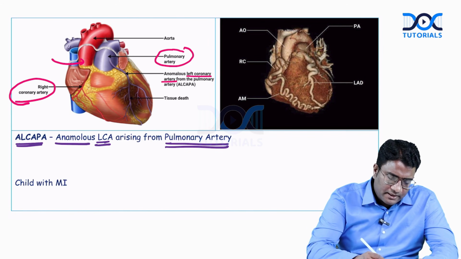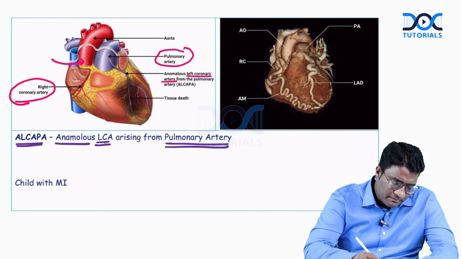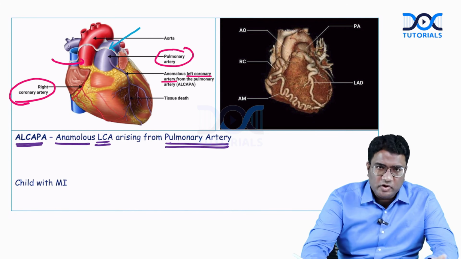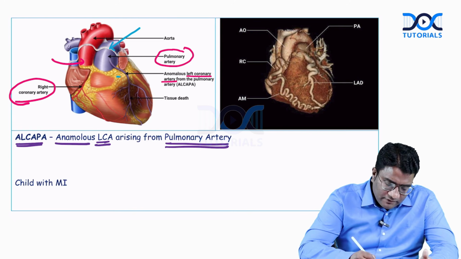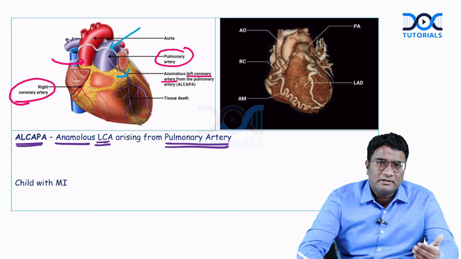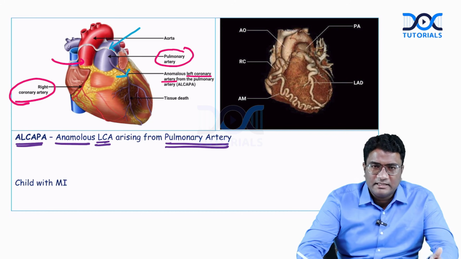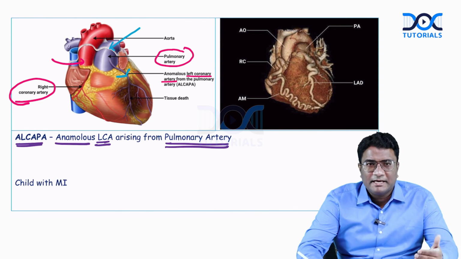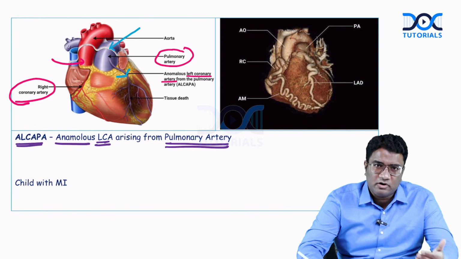And the pulmonary artery, does it have oxygenated blood or deoxygenated blood? The pulmonary artery, obviously, will have deoxygenated blood. So even the left coronary artery will receive deoxygenated blood. So this will be a child who is more prone to develop MI, because the left ventricle and the left auricle are being supplied by the left coronary coming from the pulmonary artery carrying deoxygenated blood.